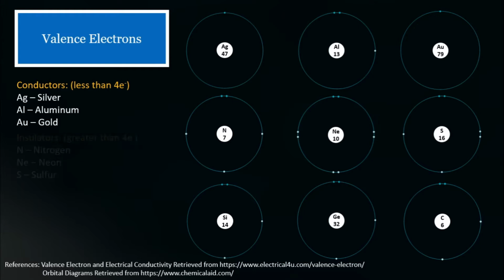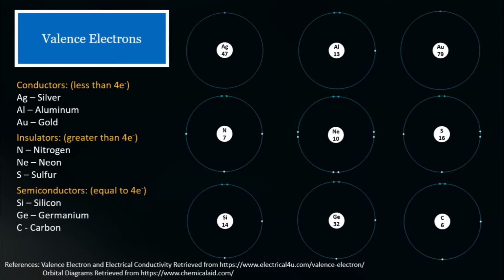We can also conclude that nitrogen, neon, and sulfur are insulators, since the number of valence electrons is greater than 4. These elements are actually considered non-metals. That is why they are bad conductors of electricity. Finally, we have silicon, germanium, and carbon as semiconductors.